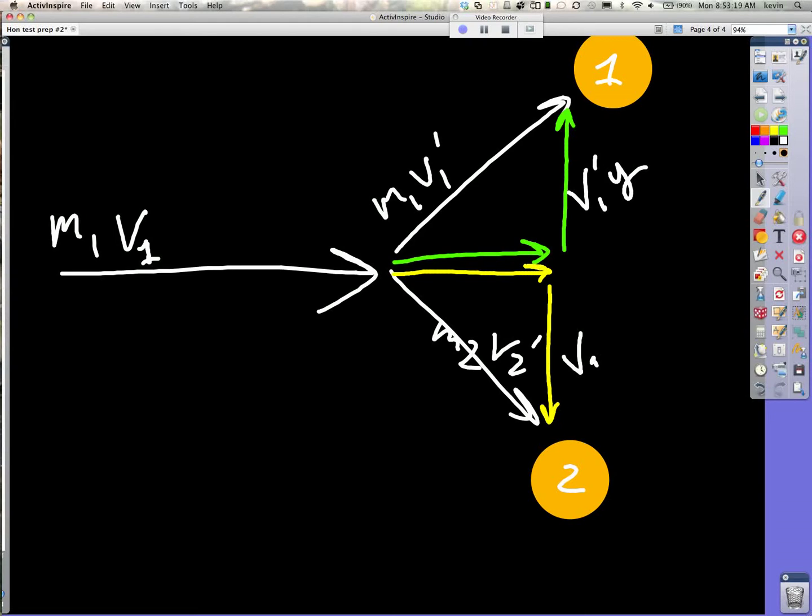Okay, for this one, can you picture this in your head? Remember, I cannot express to you how important it is that you be able to picture these problems in your head. You must be able to see them. If you can't see what's happening, then there's no hope for you to figure out what's happening mathematically. So you have to see it.